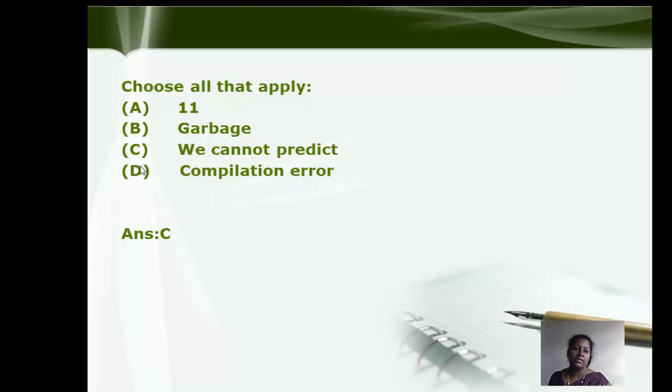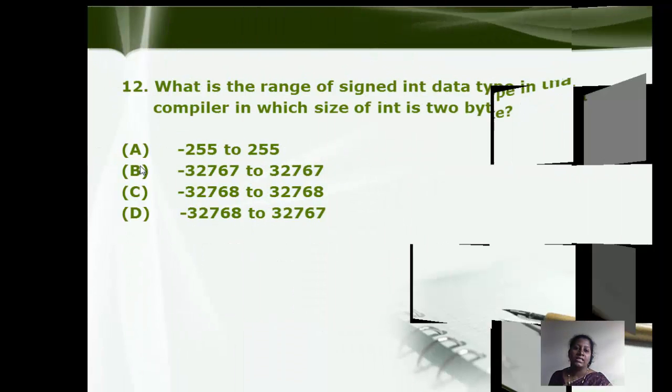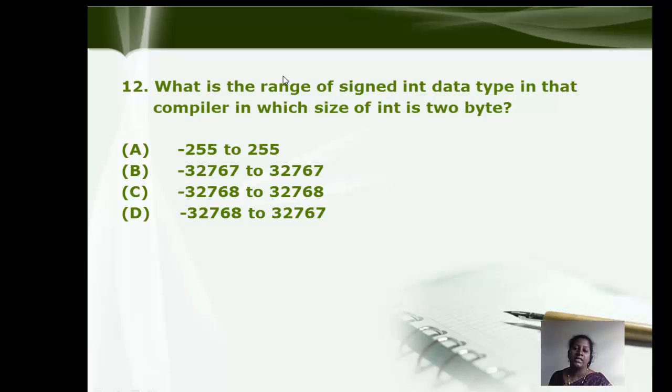So the next question: what is the range of signed integer data type in that compiler in which the size of an integer is 2 bytes? So what is the range of signed integer data type? You have 4 options here. So which is the right option? We shall now look at the answer. Option D is the right answer. So we shall now move on to the next question.